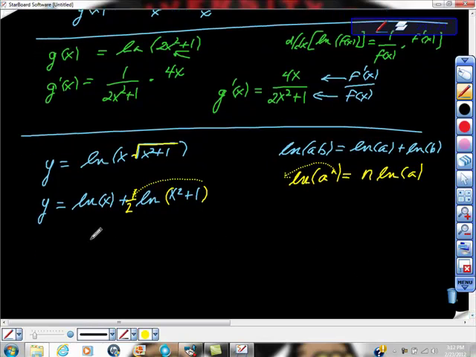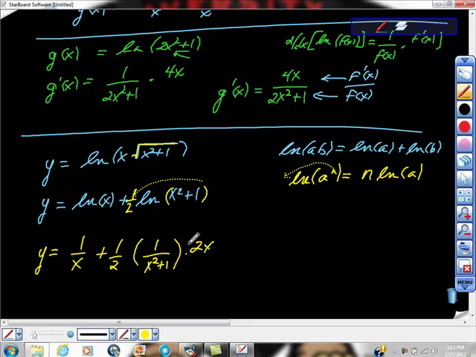Now we can start to use the rules we know of differentiation of ln functions. Well, we know that the first derivative of ln of x is just 1 over x, isn't it? Plus 1/2 times, to take the derivative of this, we get 1 over x squared plus 1. That's the rule there. It's 1 over f of x, and this is our f of x value, times the derivative of the inside, and the first derivative of x squared plus 1 is just 2x, isn't it? So I think that's going to make sense, isn't it?